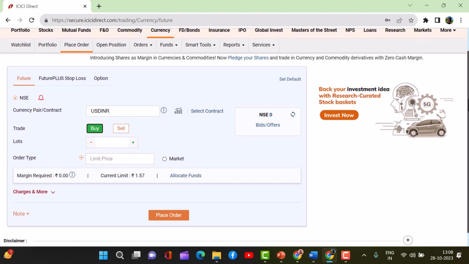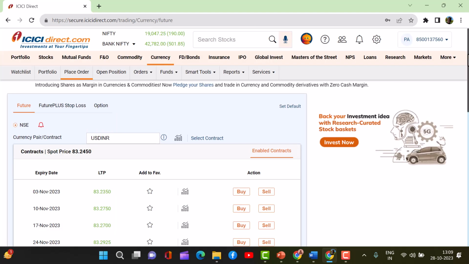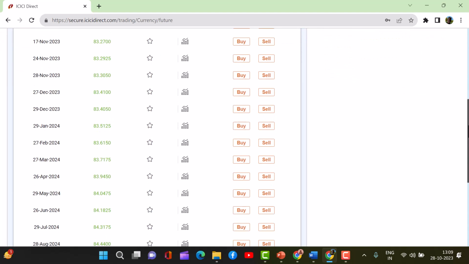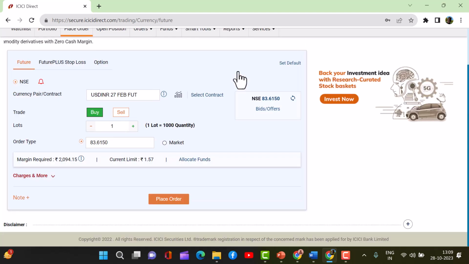So here I just go to futures. Then I have to select a contract. I will get all the weekly and the monthly contracts. It goes right up to September 2024. So if I happen to be, say, in the month of February, I have to make the payment, I'll look at this rate only, 83.61. All other rates are irrelevant for me. And this is the last traded price. So if I have to buy, I'll buy.